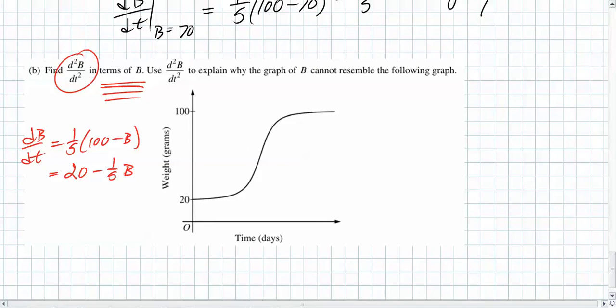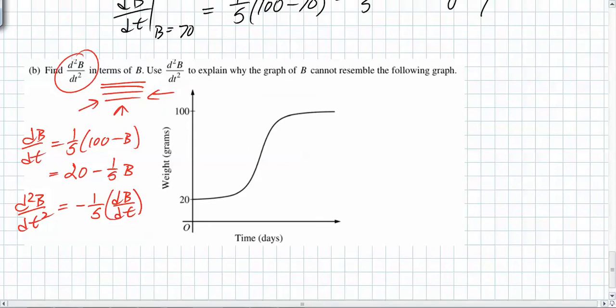So if we differentiate this with respect to time, you get the second derivative with respect to time. What does the 20 turn into? 0. Nothing. Good. You end up with negative 1/5 times dB/dt. Why do I write dB/dt instead of 1? Because I'm differentiating with respect to what? Time. I'm not differentiating with respect to B. But what is it asking? Look at what I triple, quadruple underlined. In terms of what? B.